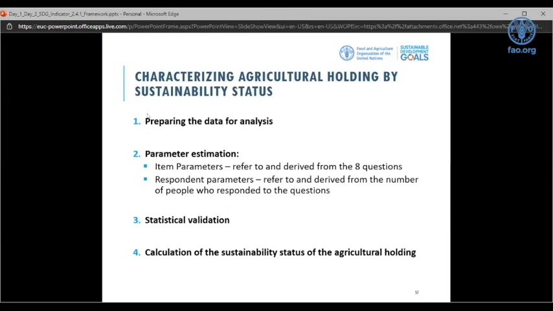So once that is done, as a last step, the calculation of the sustainability status of the agriculture holding is carried out based on the information analyzed. Put differently, once the measure of severity of food insecurity experienced by each respondent, that is the holder of the agriculture holding, based on their answers to the 8 FIES questions, has been derived, the sustainability status of the holding, that is desirable, acceptable, or non-sustainable as per the SDG 2.4.1 methodology, is then assigned accordingly. And I will explain how.